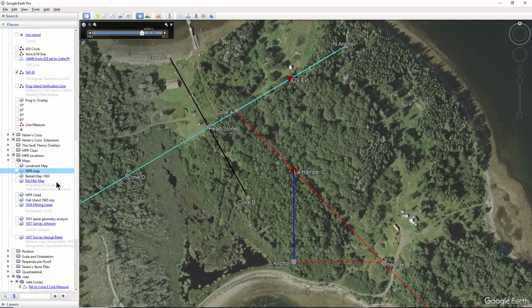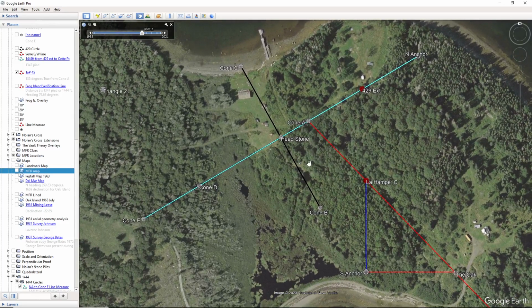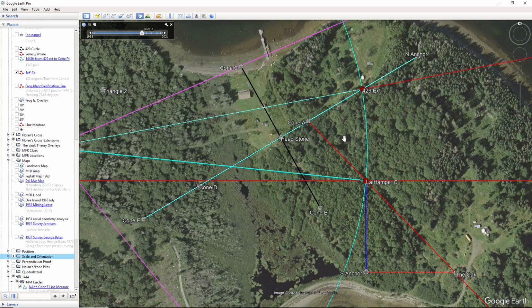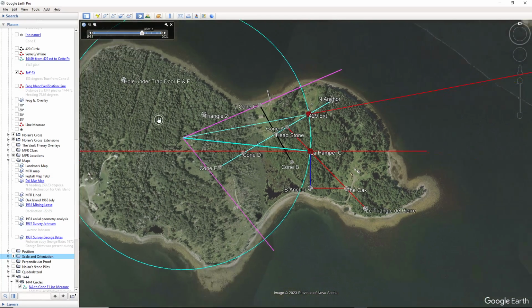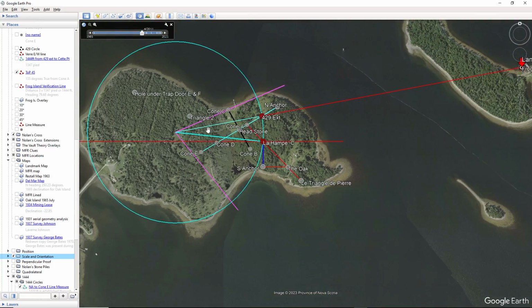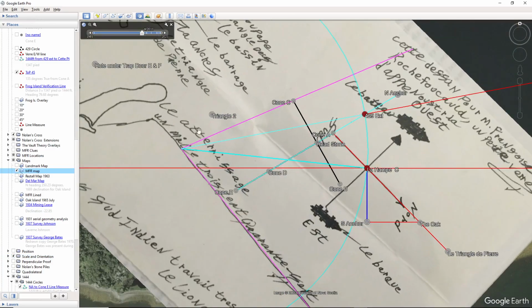So with the circles, we know that this distance from cone E to the north anchor, we've reasoned that it is the same as the distance that we did when we did the scale to the Frog Island. Remember, we did this scale, and this is how we determined the orientation of the geometry. And this is the scale.